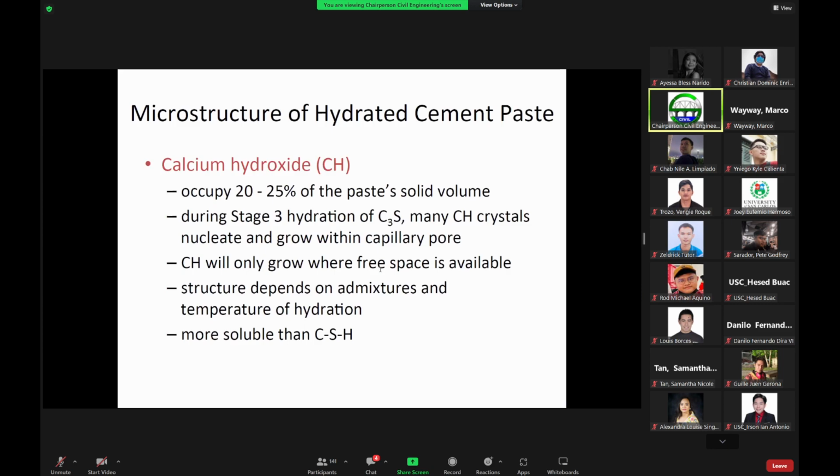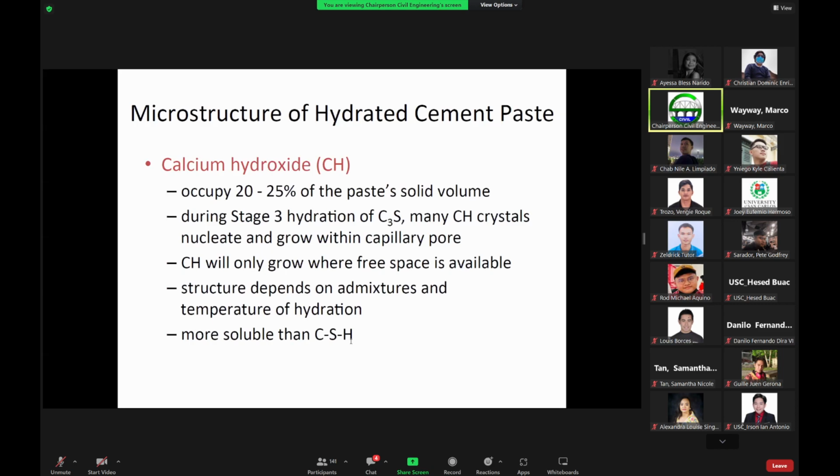If there's no void, it's not going to grow there. So where there is any existing product, it's not going to grow there. Only in the voids. So the structure depends on the admixtures that you add, if you add any, and also on the temperature of your hydration. So it depends highly on the heat of hydration. Your calcium hydroxide, your CH, is more soluble than the calcium silicate hydrate, the CSH. So this is a problem.